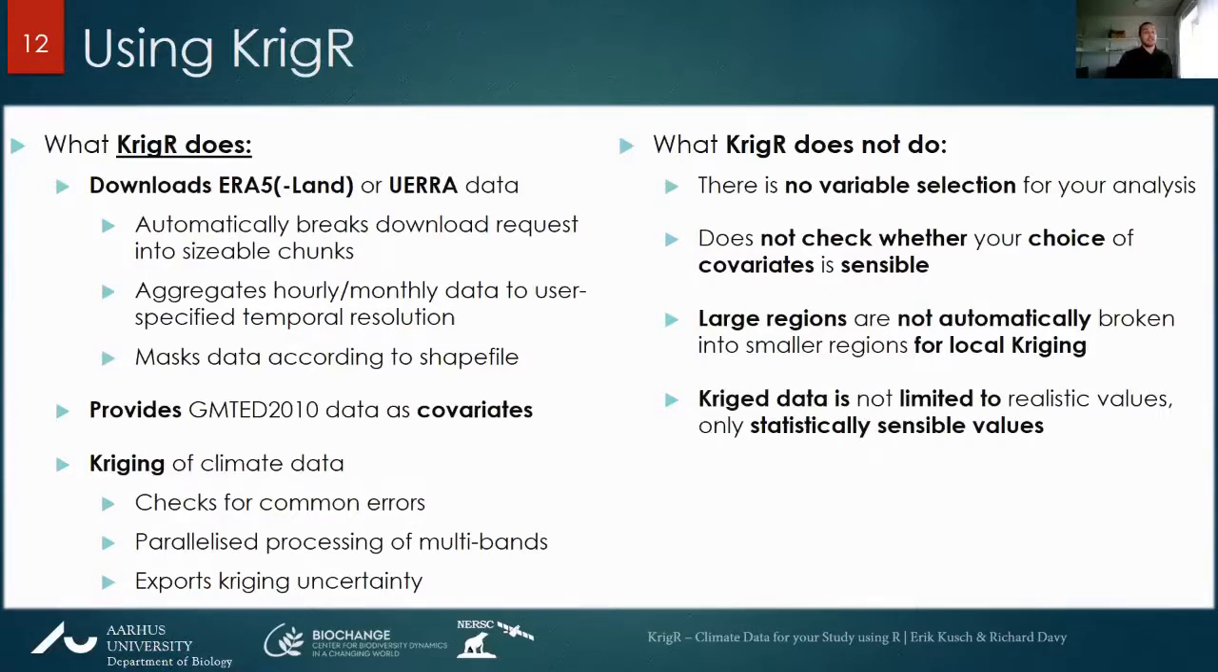Finally, the KrigR data is not limited to realistic values, but only these statistically sensible ones. Meaning you may just end up, if you have weirdly specified covariates, with, for example, temperature in a range of below 0 Kelvin, which doesn't make any sense and shouldn't happen frequently. But if these so-called lapse rates go absolutely bonkers because of either your choice of study region or your choice of covariates and what kind of data you have for these in these regions, you may want to check for just not realistic values in your final outputs.